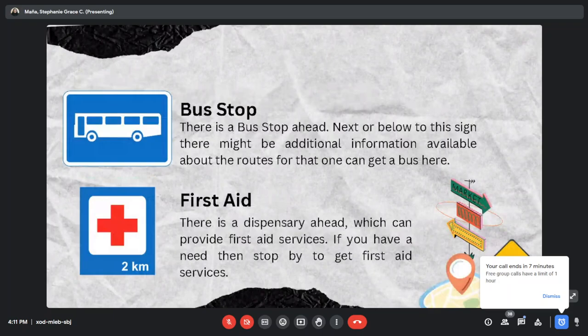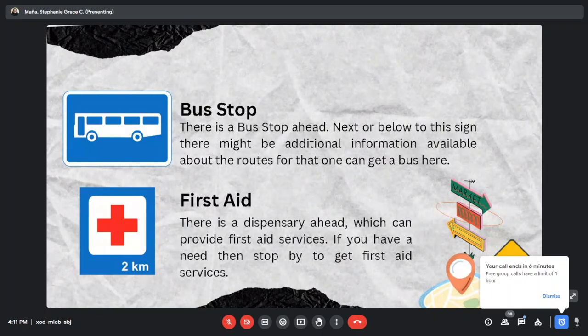So bus stop. There is a bus stop ahead. Next or below this sign, there might be additional information available about the routes for where one can get a bus. So guys, if ever you commute, this sign is an indication of a bus stop where you can ride a bus to your destination.